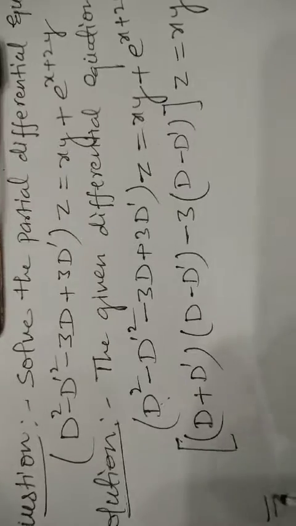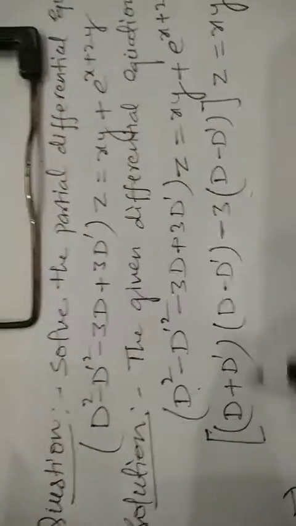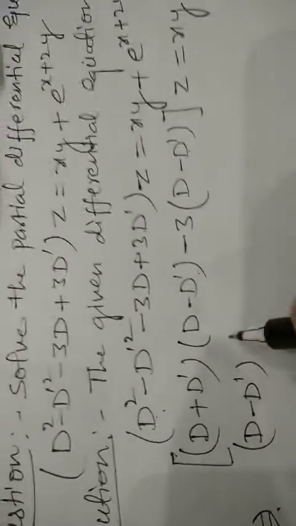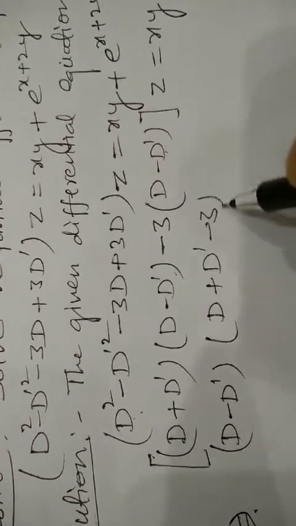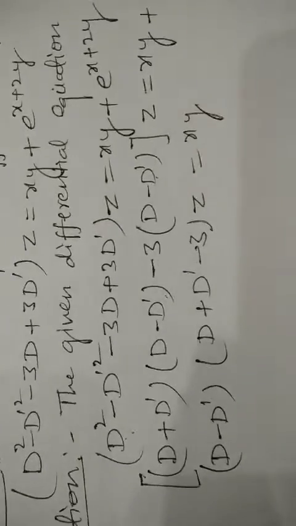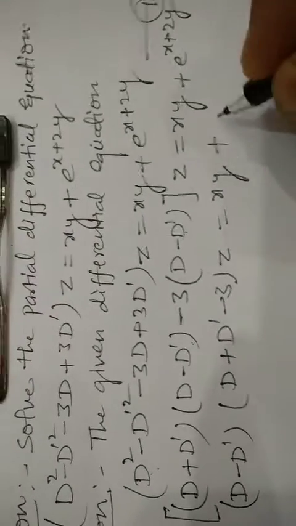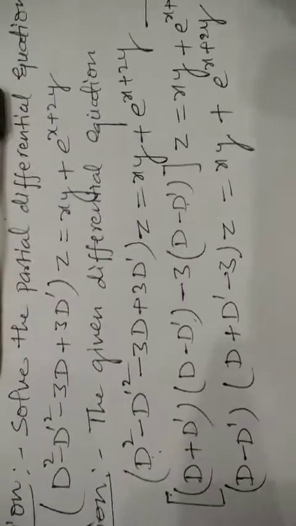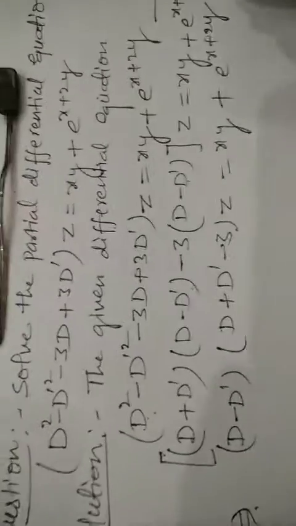So students, here D minus D dash is here, D minus D dash is here, so taking D minus D dash common, we will obtain (D minus D dash)(D plus D dash minus 3) z equal to xy plus e to the power x plus 2y. Okay students, now this is equation 2.